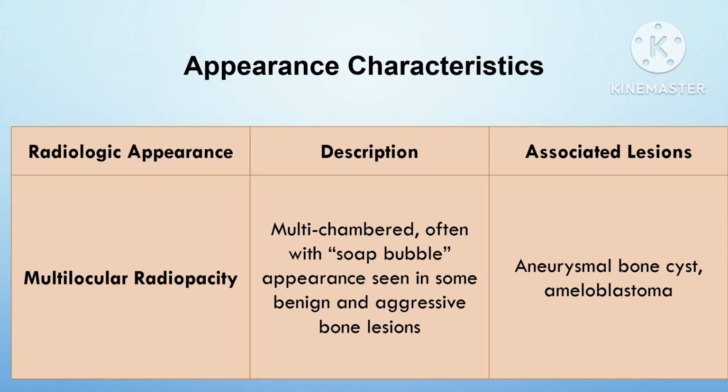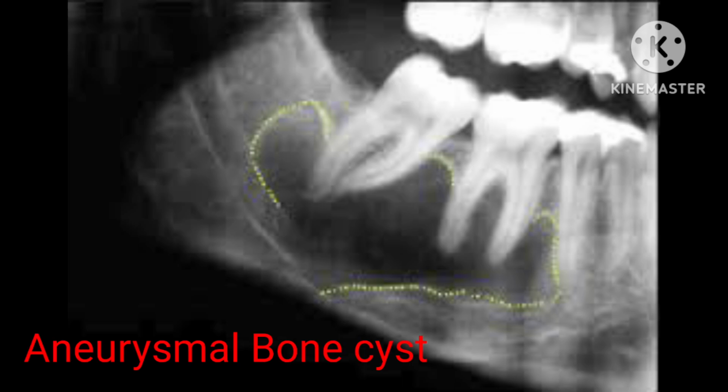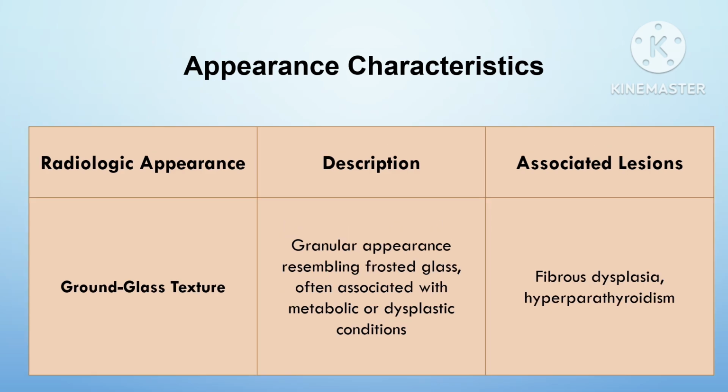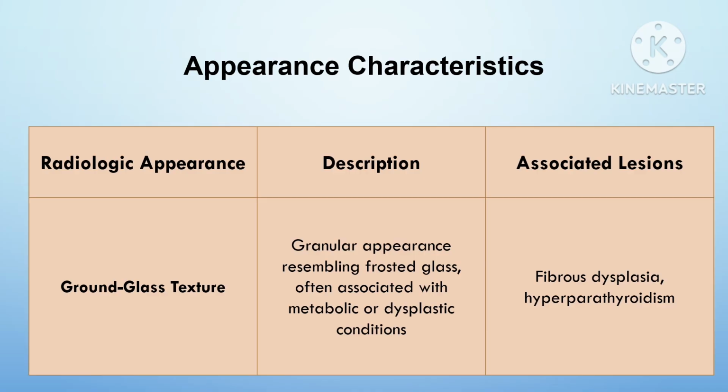Multilocular radiopacities are multi-chambered, often with a soap bubble appearance, seen in some benign and aggressive bone lesions, for example, ameloblastoma and aneurysmal bone cyst. And ground glass texture is a granular appearance resembling frosted glass, often associated with metabolic or dysplastic changes like fibrous dysplasia or hyperparathyroidism.